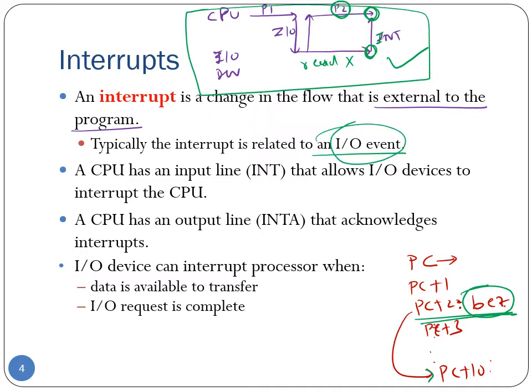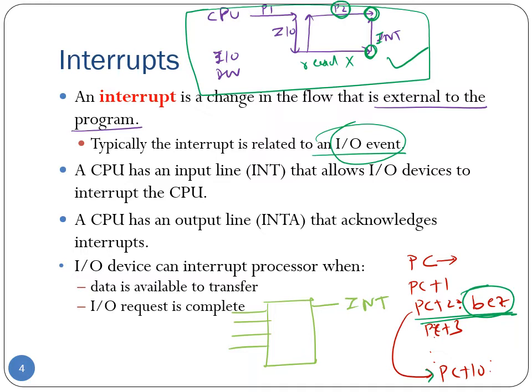If you look at the CPU, let's say this is our CPU, you'll find that there are several wires going in and coming out of this CPU. Two of these wires are of particular importance to us right now. The first one is an interrupt line. This is the line that is used by an IO device to raise an interrupt, or to interrupt the CPU.